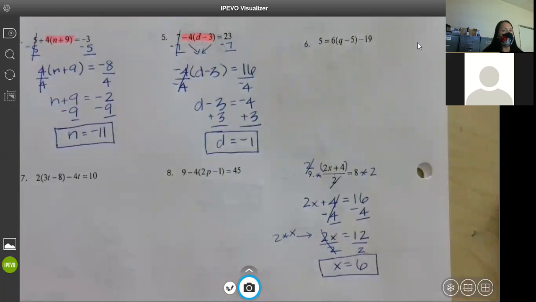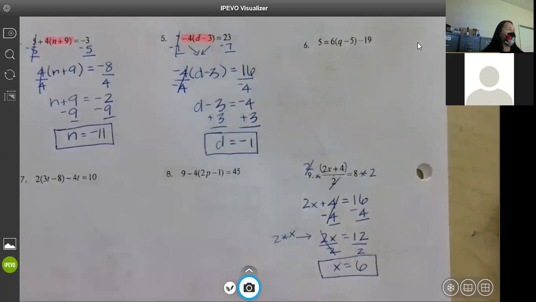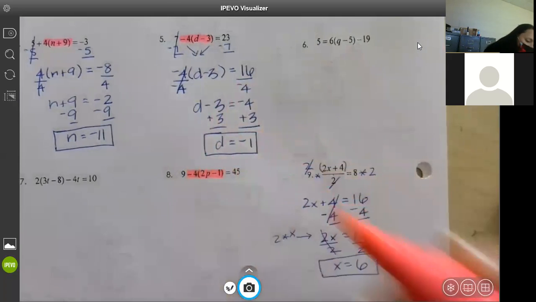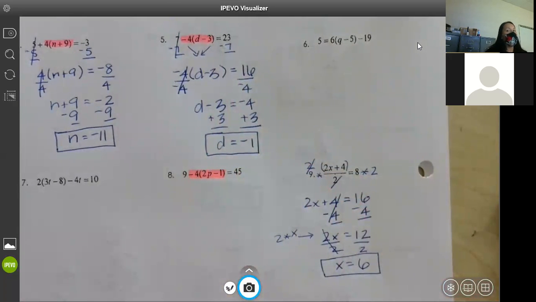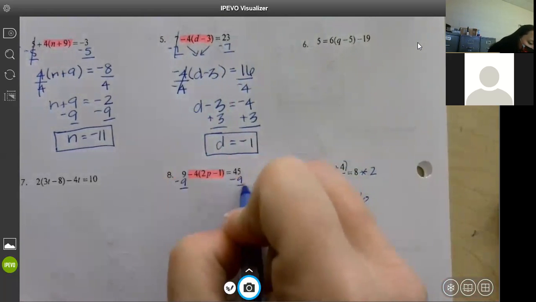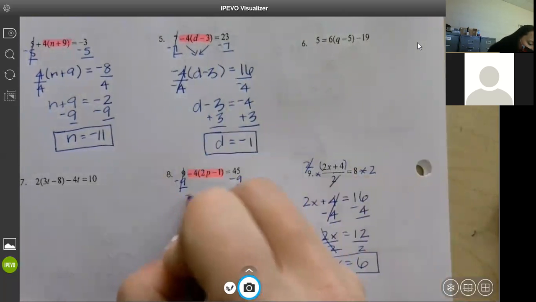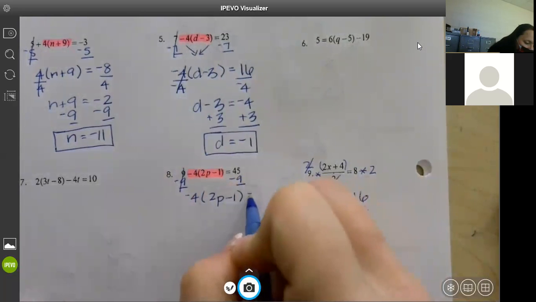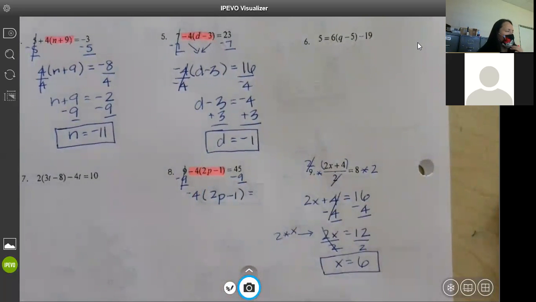All right, I'm going to skip to number 8. This number 5 and number 8 are the same problem. Okay, different numbers, same problem. So again, this -4 and these parentheses have to go together. What do I need to get rid of first? How do I get rid of the +9? -9. So they cancel out. We bring down that whole highlighted section, -4, 2p minus 1 equals, what is 45 minus 9?